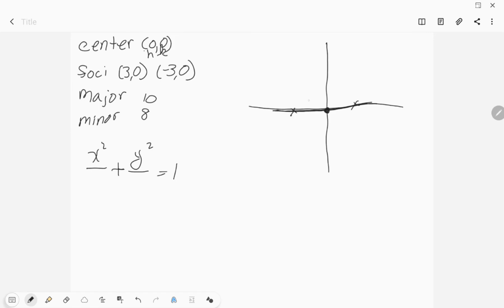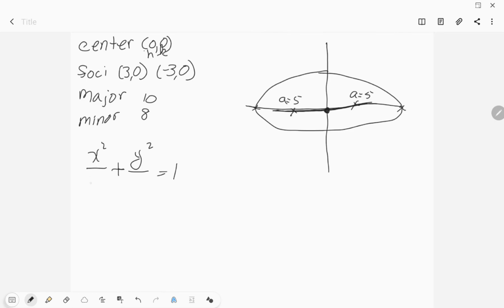It's going horizontally. That means this ellipse is going the long way, this way. So how much? Well, the major axis is 10 long. So from one side to the other side is a distance of 10, which means my a is 5. Right? 5 on this side, 5 on this side.